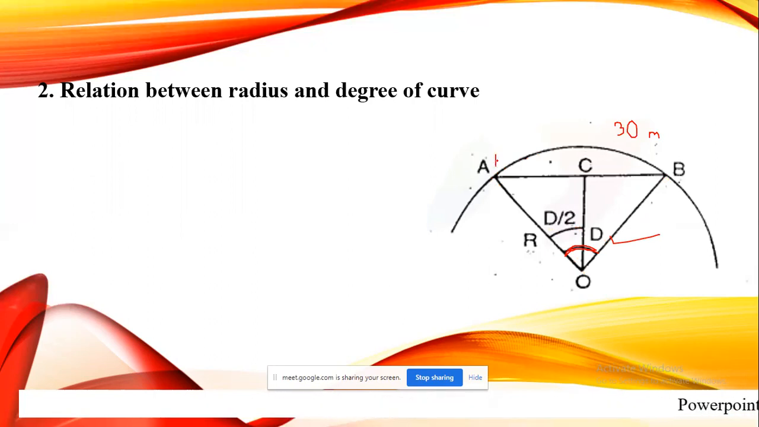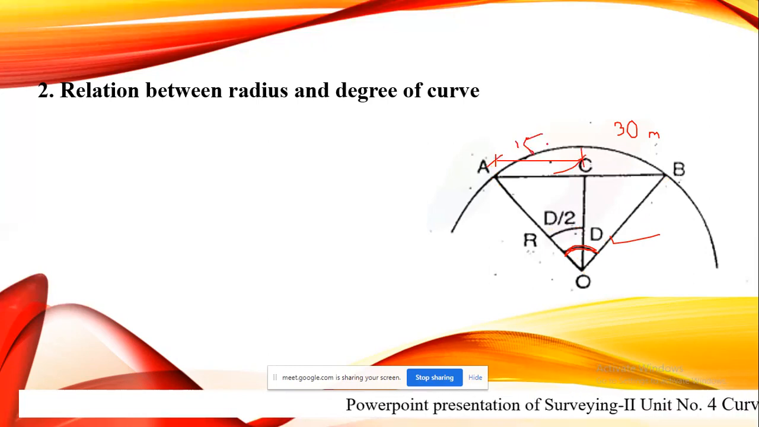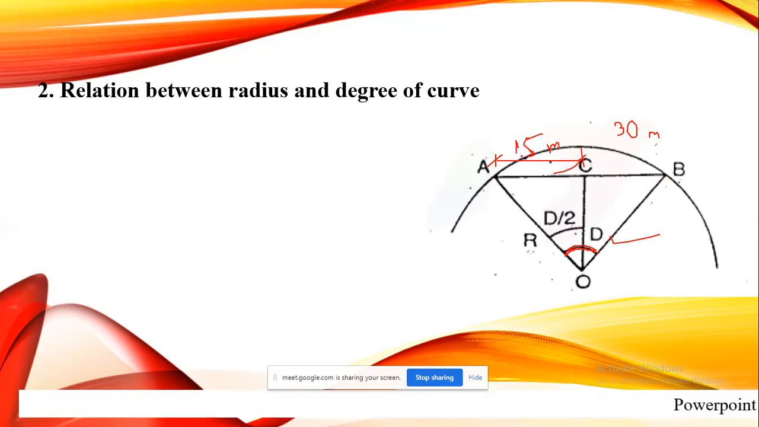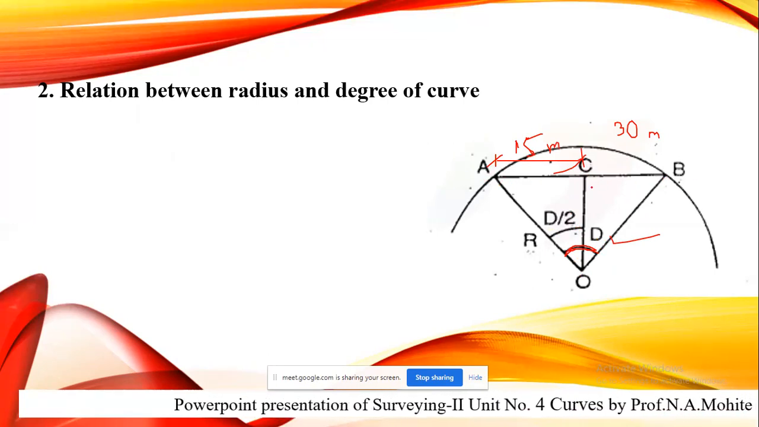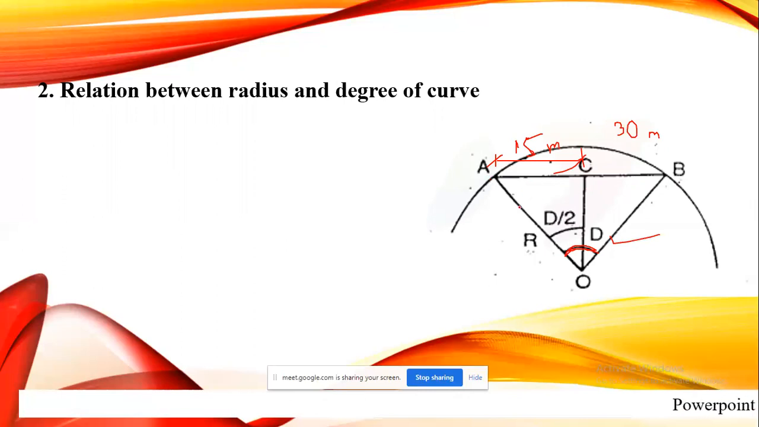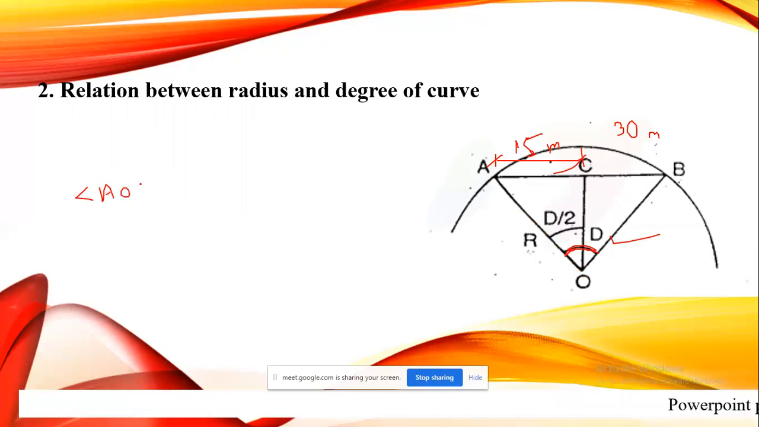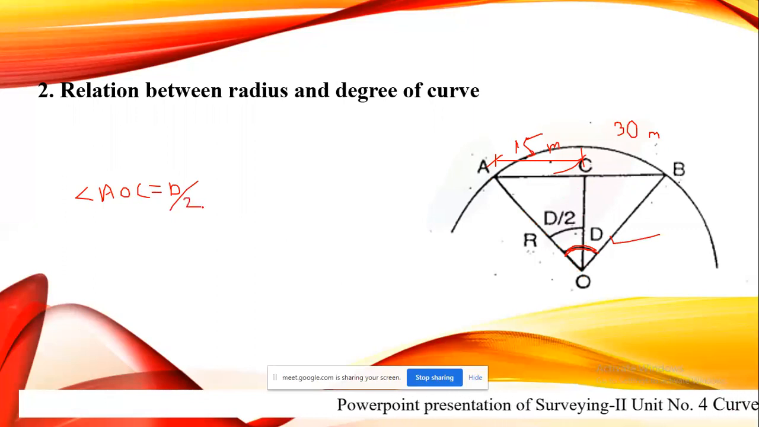The length AC will be equal to 15 meters. So OA is nothing but the radius, AB is 30 meter, half of this, AC, is 15 meters, and angle AOC is D by 2. I'll write down here angle AOC is equal to D by 2.